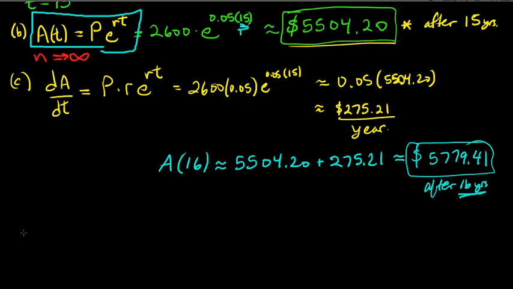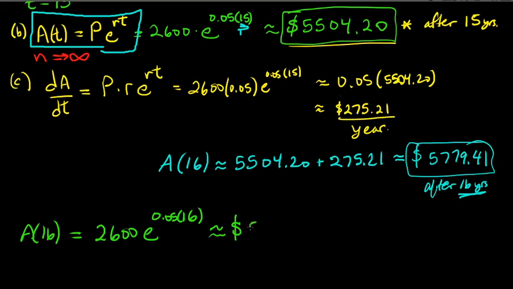Okay, so let's do that, right? So the amount after 16 years equals 2600 times e to the 0.05 times 16 instead of 15. So plug that in your calculator. And I come up with $5,786.40, or maybe 41 cents if we round up. Yeah, okay, we'll round up. The bank probably rounds down. Right, so that's the actual value.